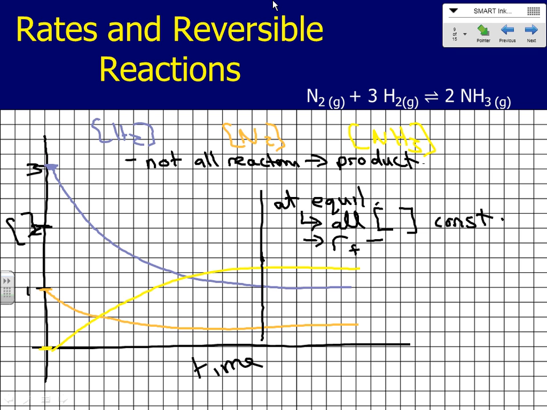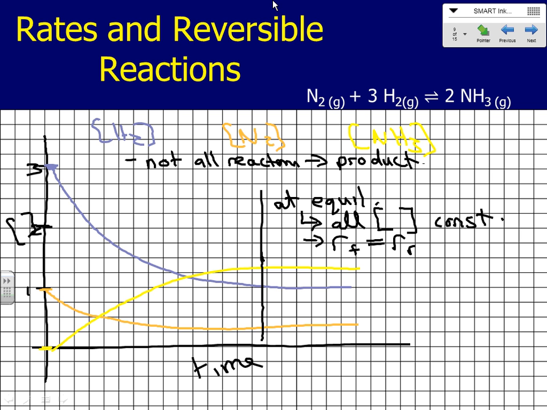Rate of the forward equals the rate of the reverse. That reaction is still chugging away. It looks like it stopped, but it hasn't. It's still chugging away. We're going to be doing a little activity in a moment after a little bit of examples of equilibrium reactions.